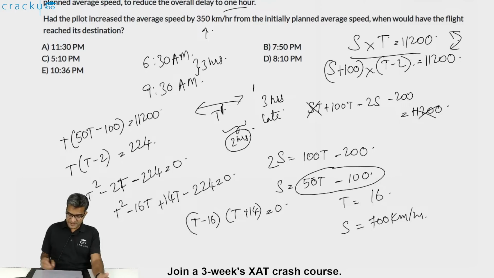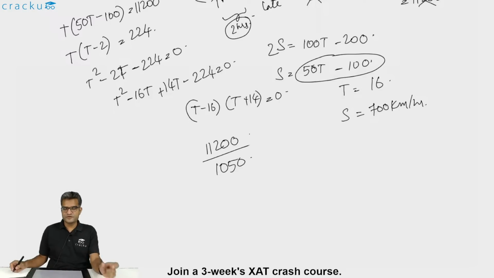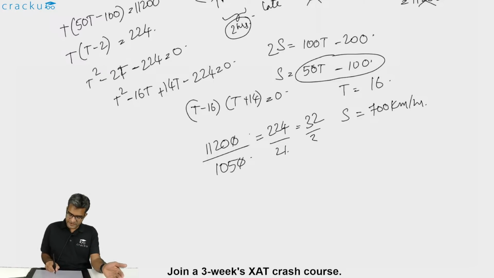So now if the speed is increased by 350 kilometers per hour, the new speed will be 1050 kilometers per hour. The total distance it has to travel remains the same. It is 11,200. So the time taken at this new speed will be 11,200 divided by 1050. You can cancel these two. What is 1120 divided by 105? We can divide both of them with 5. So this is 224 divided by 21. We can now divide both of them with 7. So this will be equal to 32 divided by 3, which is 10 hours 40 minutes.